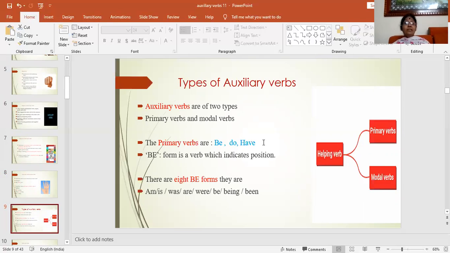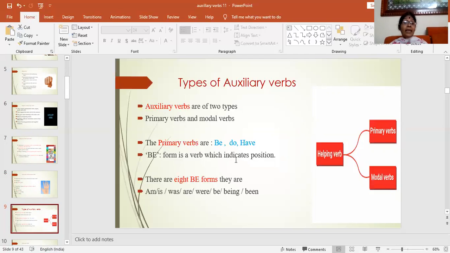So what we have learned is that helping verbs are divided into two, that is primary verbs and modal verbs. Primary verbs are again divided into three forms, that is be form, do form, and have form. Now let us look at these three forms. How do they function? Starting with be form: what is be form? Be form is a verb which indicates position.